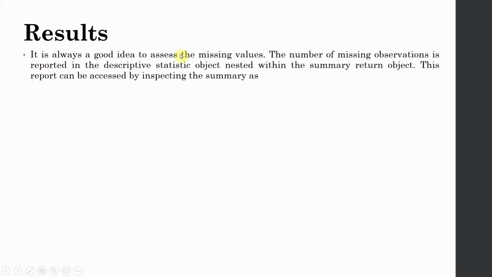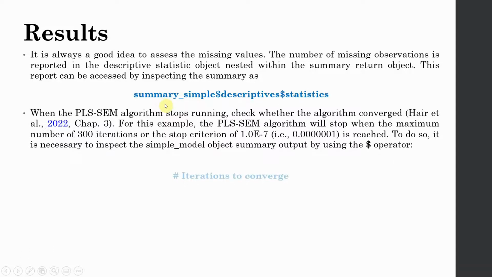It is always a good idea to assess the missing values. The number of missing observations is reported in the descriptive statistics object, nested within the summary return object. This report can be accessed by inspecting the summary like this. If you've got missing values, just have a look at the descriptive statistics. So how do we do this?